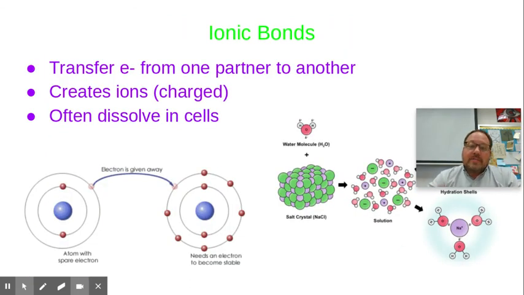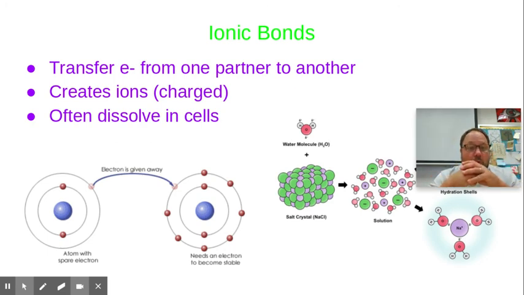Now, ionic bonds, this is a different deal. With ionic bonds, electrons aren't being shared. They're being moved or transferred from one partner atom to another. The partner that strips away or takes possession of those electrons becomes a negatively charged ion. The partner that lost those electrons becomes a positively charged ion. And because of that, the opposite charges attract one another, and they're held by this ionic bond or this attractive force.